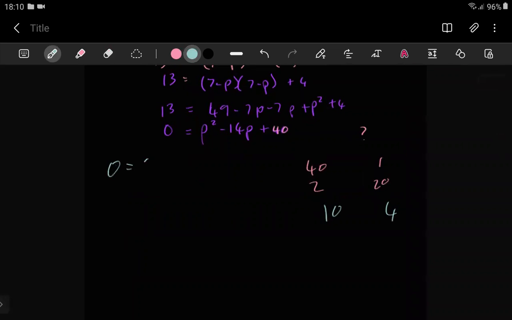Okay, so I think if you factorize here, it's just gonna be quicker. My brain is still waking up. So 10 and 4. Negative 10, negative 4. Wow, it's so weird, dude. I wasn't even thinking, legit.